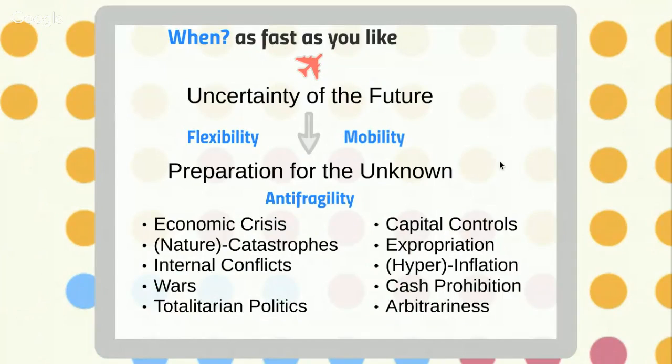Well, when should you do it? As fast as you like, I always say, but you should keep in mind the following. The future is uncertain, and you maybe want to prepare for the unknown. Because you are flexible, you are mobile, you can prepare much better for the unknown than when you would live in your home country. I already told you this concept of anti-fragility, and that really benefits you a lot.